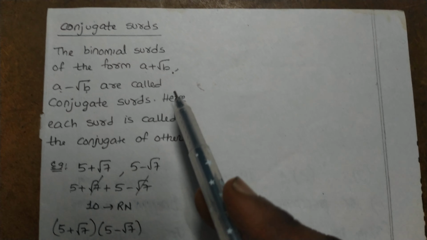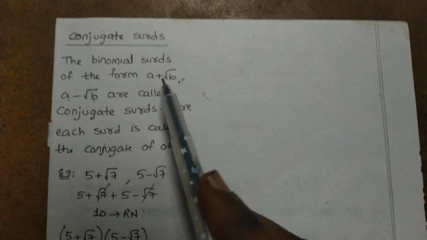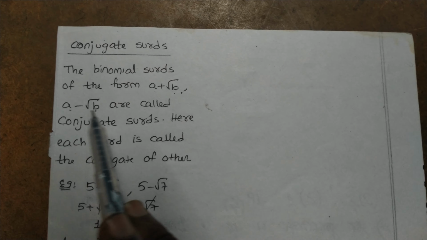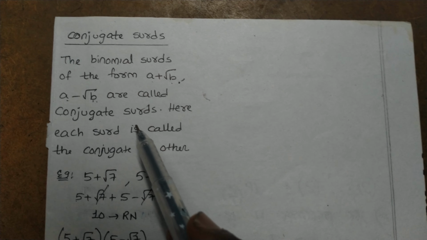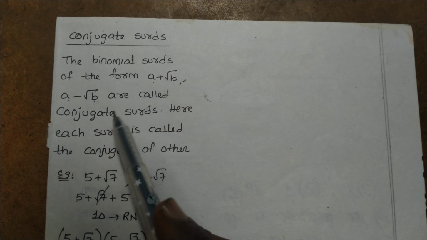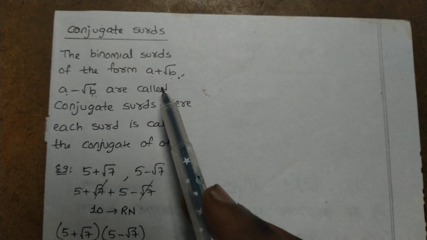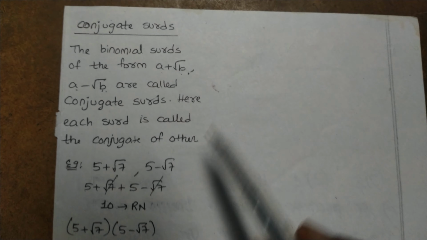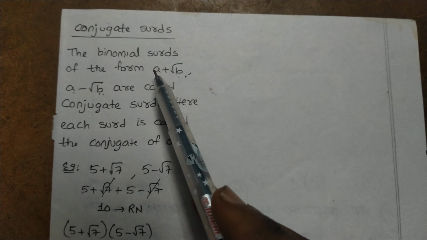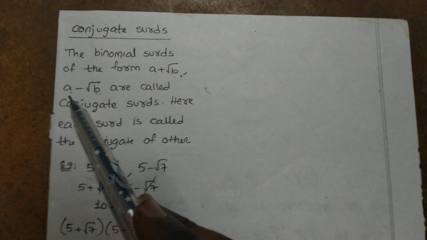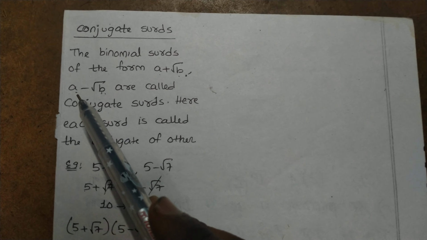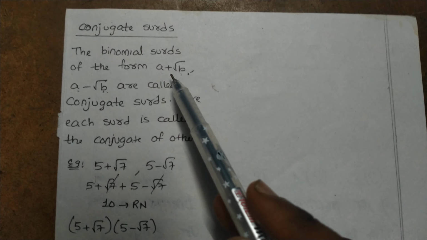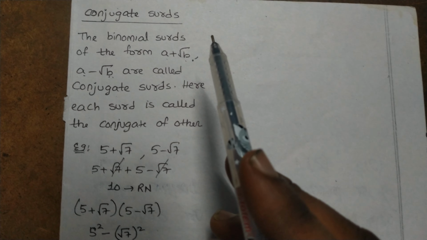Conjugate means what? Any binomial set which is in the form of a plus root b or a minus root b is called a conjugate set. This thing you have to remember. Each is conjugate to the other. What is the conjugate of a plus root b? A minus root b. What is the conjugate of a minus root b? A plus root b. So this thing you just keep in mind.